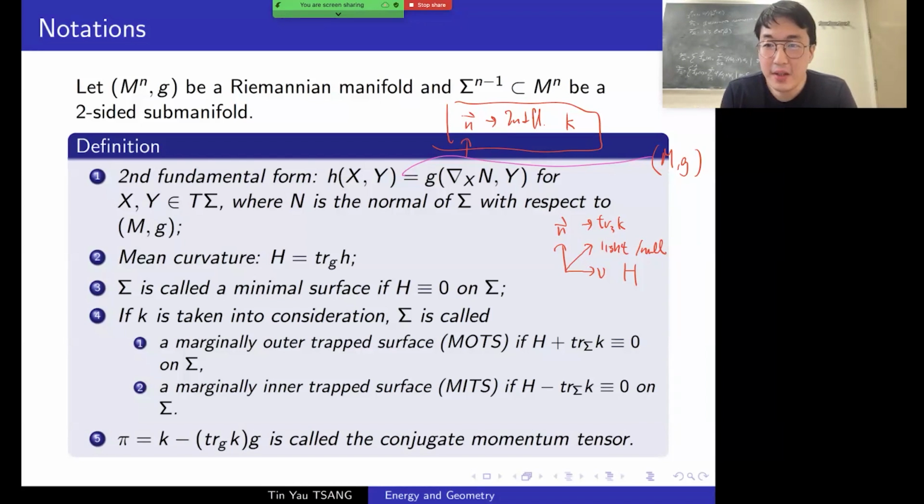And then at the end, let me introduce one more notation. There's a pi tensor. This is called the conjugate momentum tensor, which is the tensor k minus (tr k) times g. We'll see this in the next slides. We'll mention it very often.